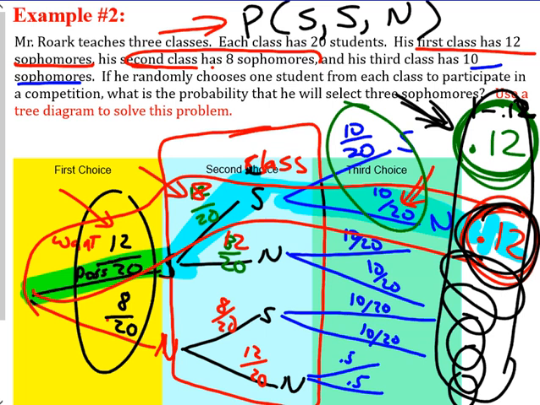That's a theme. You may not even totally understand it right now. But if you find the thing that's really rare, like, oh, you get all sophomores, that was unlikely, then you take 1 minus that, you'll get the probability of the thing that's more likely.